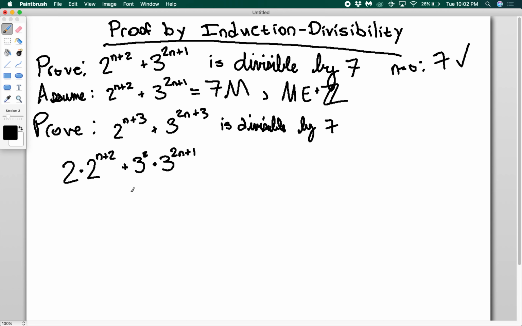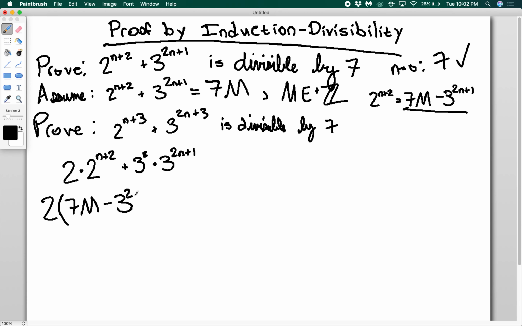Once you're here, I'm going to pick one of these. Let's pick 2 to the n plus 2. I'm going to go up to my assume statement and solve this for 2 to the n plus 2. So I have 2 to the n plus 2 is equal to 7m, remember m is an integer, minus 3 to the 2n plus 1. Then I'm going to substitute this in for 2 to the n plus 2. So I'm going to have 2 times 7 times some arbitrary integer, minus 3 to the 2n plus 1, and then I have plus 9, since 3 squared is 9, times 3 to the 2n plus 1.